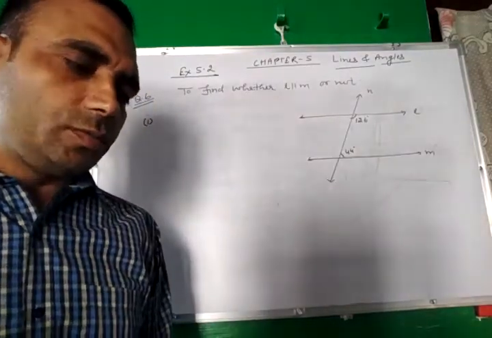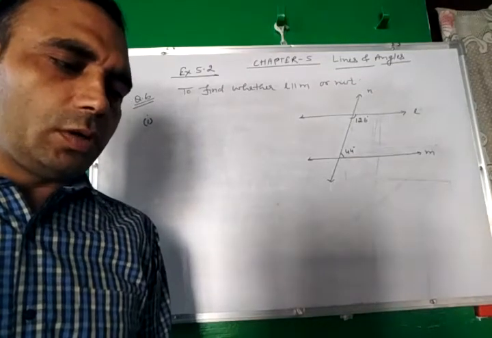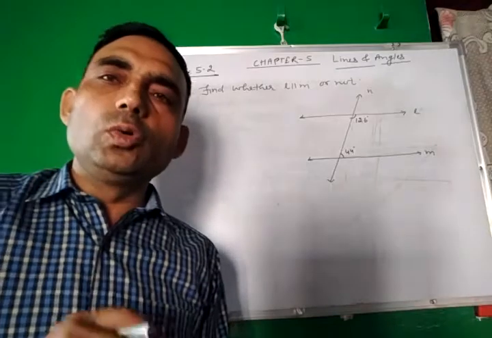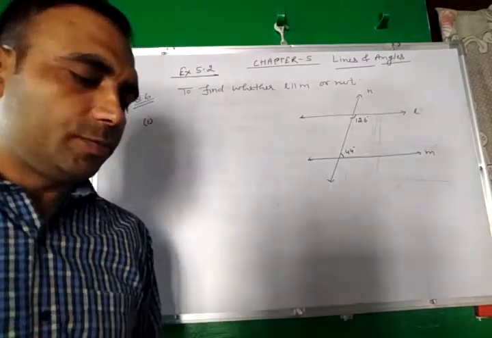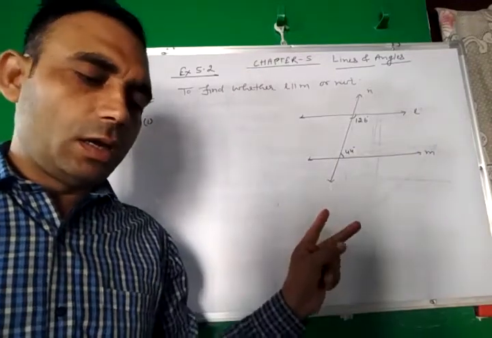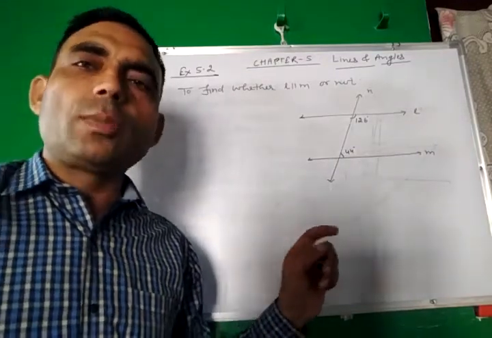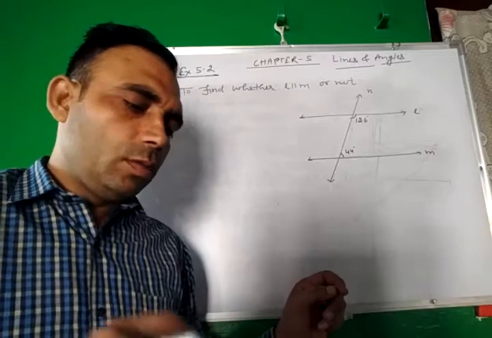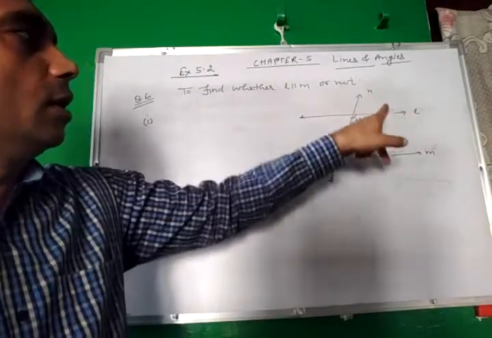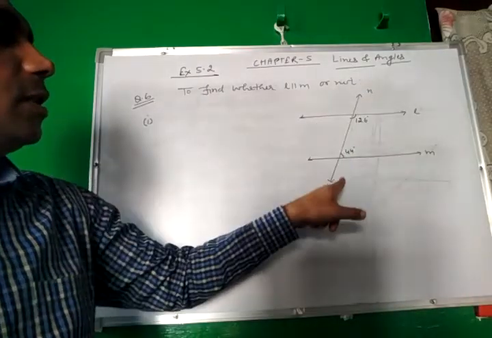Question number 6. In the given figures below, decide whether L is parallel to M or not. So now we will use the reverse of the properties. If any of the properties is verified, then the lines will be parallel, otherwise not. We will use the property according to the given measurements. Here, this is L, this is M, this is N. These two lines are intersected by this transversal.